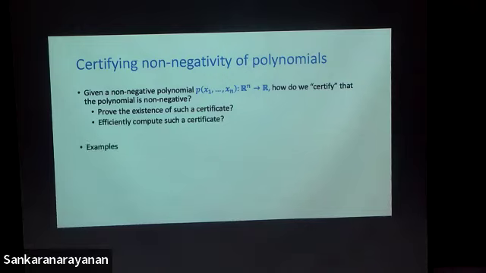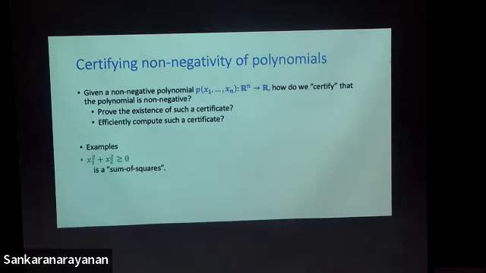Okay, so let's look at some examples. Let's say n is equal to 2, you have two variables. Look at this polynomial, x1 square plus x2 square. Is this a non-negative polynomial? And how do you prove that it's non-negative? Since this is over real numbers only, x1 square will always be non-negative, because you're taking a square of something. And x2 square, similarly, is always non-negative. So if you add two non-negative numbers, that has to be non-negative. So that's one certificate.